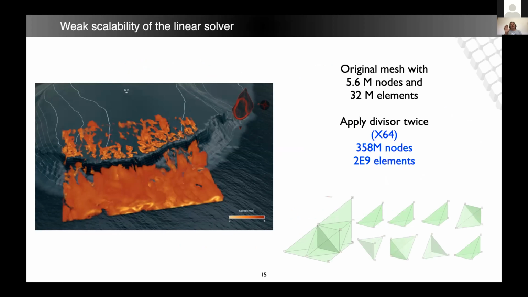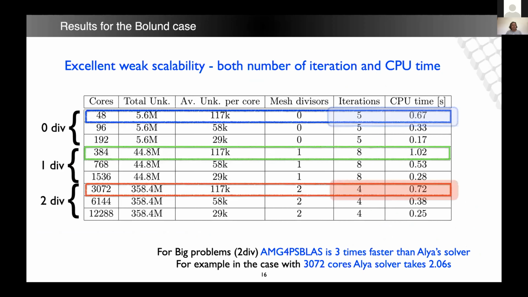That means dividing each element into elements with half the size. This means you have 8 times more elements in 3D. We apply this subdivisor twice. This is a 64 times increase in the number of unknowns, to go to 2,000 million elements and 358 million nodes. And here I present some of the results that we have obtained.